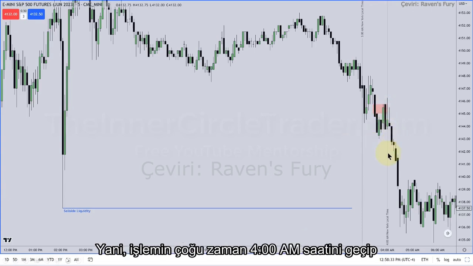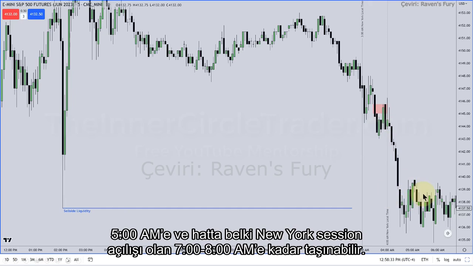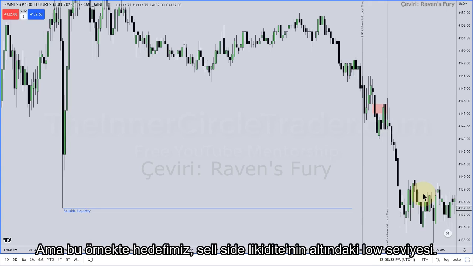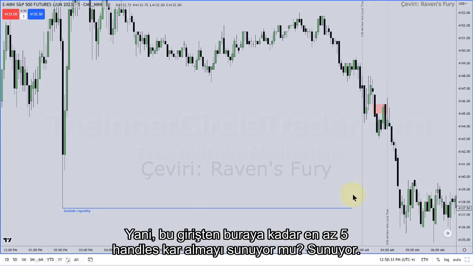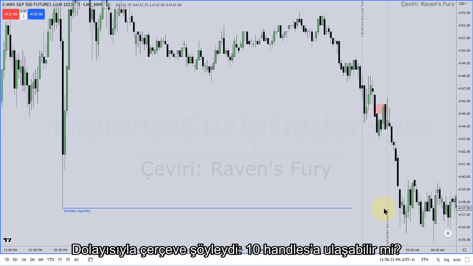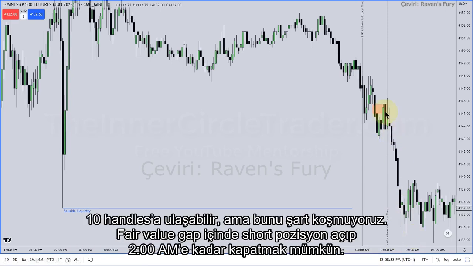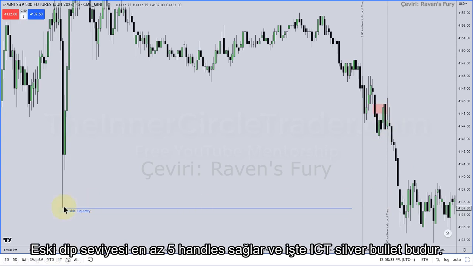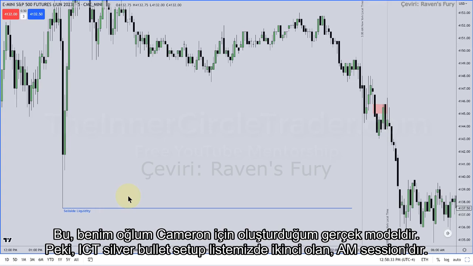In other words, your trade many times will be held over the 4 o'clock hour and into 5 o'clock in the morning, and maybe even rolling over into the New York session opening at 7, 8 o'clock New York local time. But in this instance, we would be aiming for this low and the sell side liquidity resting below it. So does it offer from this entry here down to here at least 5 handles for you to book in profit? It does. So the framework was, could it get to 10? It could do 10. We don't require that. Shorting into fair value gap, covering at the old low, allows for at least 5 handles, and that's what the ICT silver bullet is. This is my actual model.